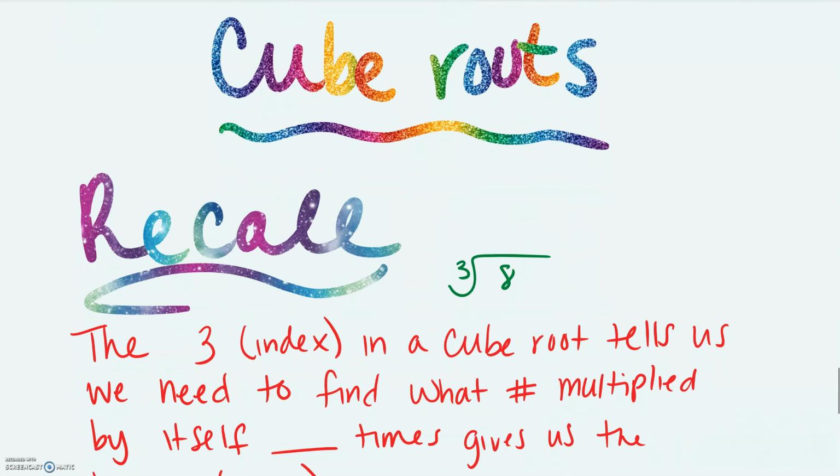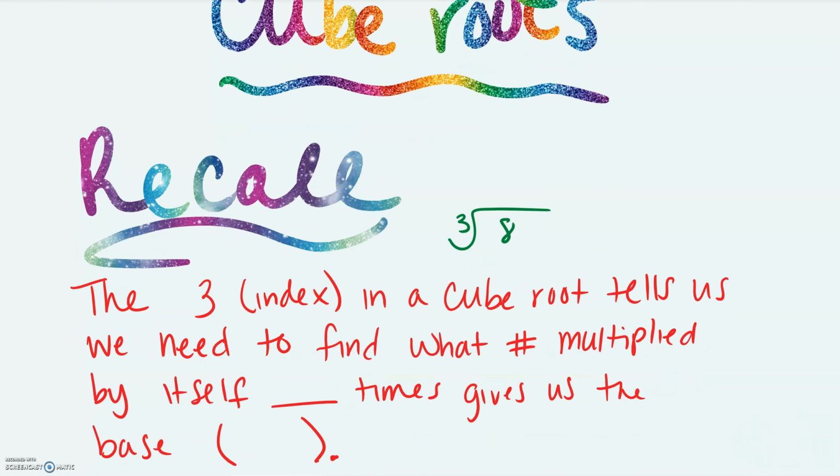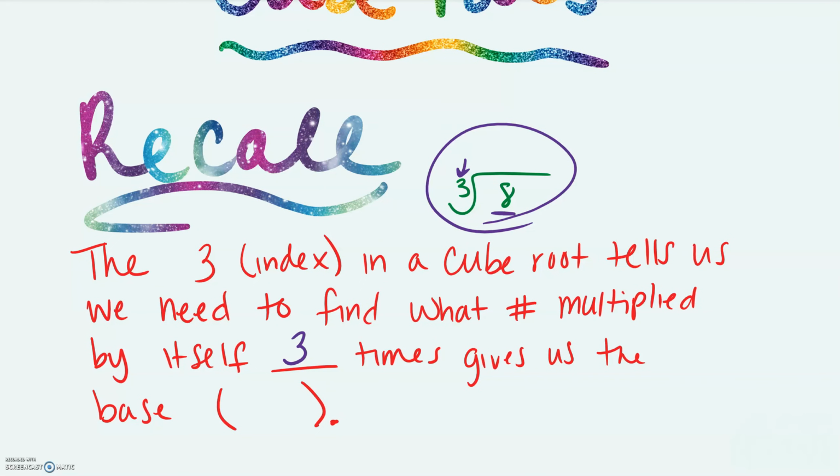Okay, the last thing we're going to go over is cube roots. Please recall, if I have the cube root of 8, that index, which is our 3, in a cube root tells us that we need to find whatever number multiplied by itself 3 times is going to give us our base. And our base in this case is the 8.